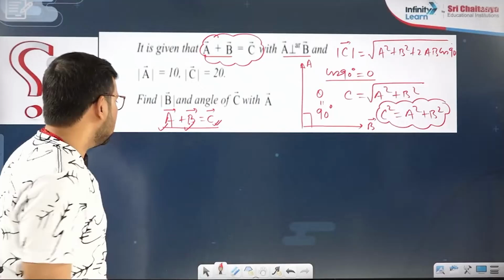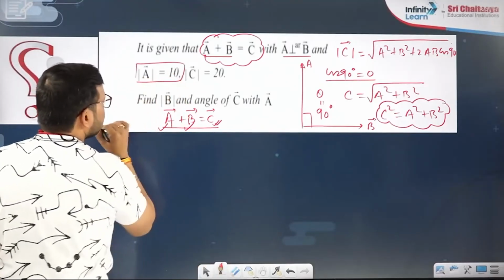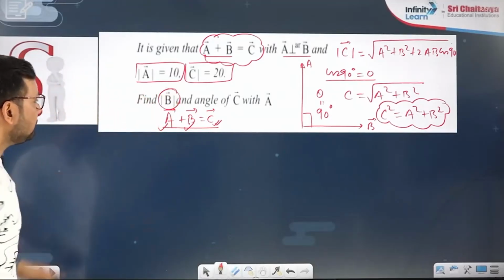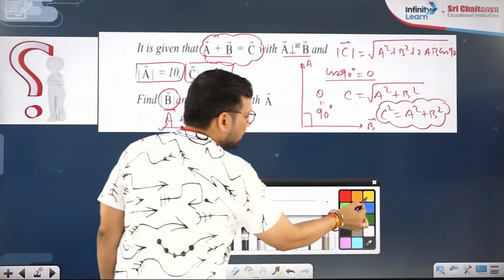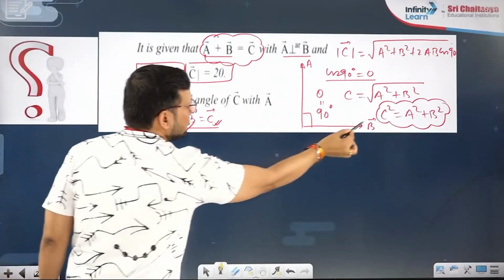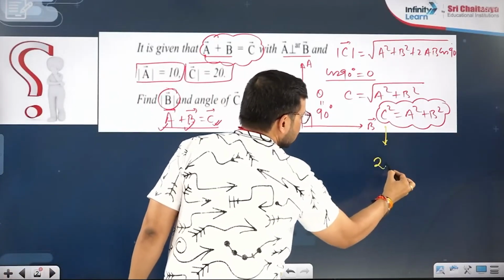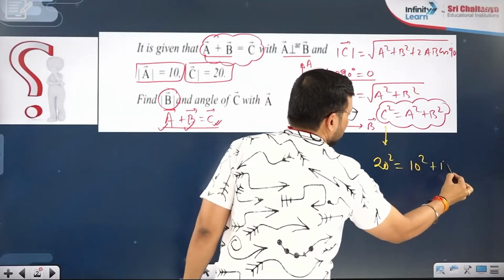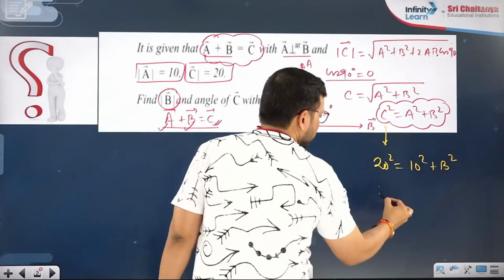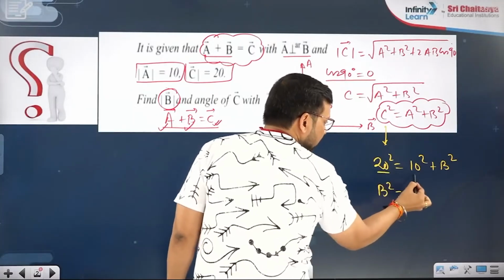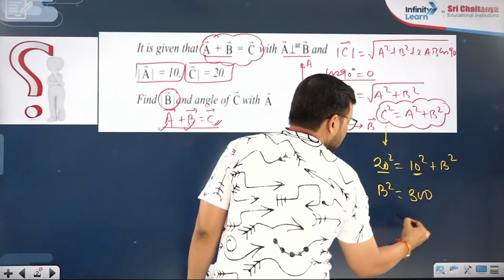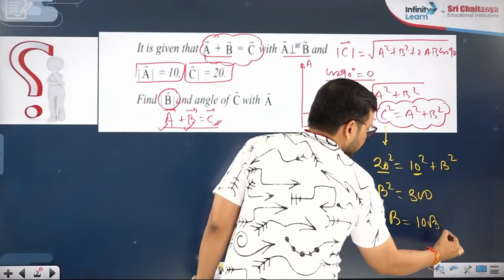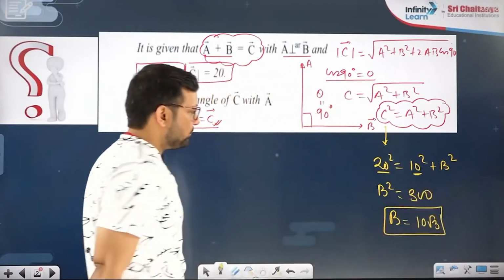Let's see what is required. The question says A is 10 and C is 20. Then what is B? That can be calculated directly from this. The C value is 20, put it here: 20 square. The A value is given as 10: 10 square. And then we have to find the B value, B square. What is B square? B square is 400 minus 100, that is 300. Or B will be the root of this, which is 10 root 3. That is the value of B.